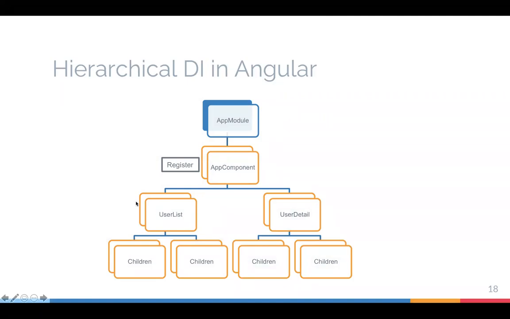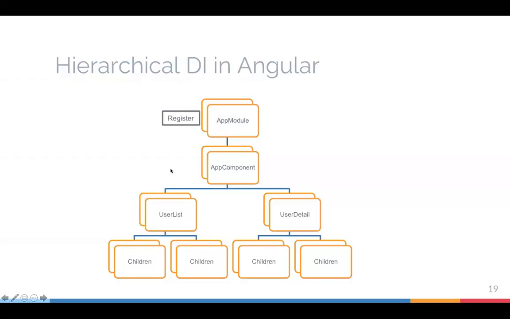For this case, the user list and the user details components and their associated children can use the user service, but it's still not really a good idea to register in the app component providers, because usually our features might grow, and then we will have more than one component. So it's a good idea to register it at the app module level.